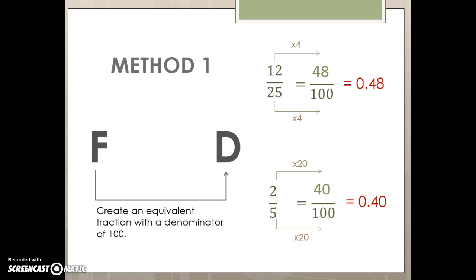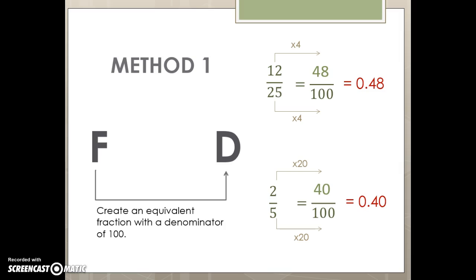Now, not all numbers go into 100. This works very well if you have 5 as a denominator, as we've seen, or 25 as a denominator, which is the one we did first. It also works well with 10, because you know 10 times 10 is 100. It also works well with 20, because 20 times 5 is 100. And 50, because with 50 you know that you can just double it. But not all numbers go into 100.